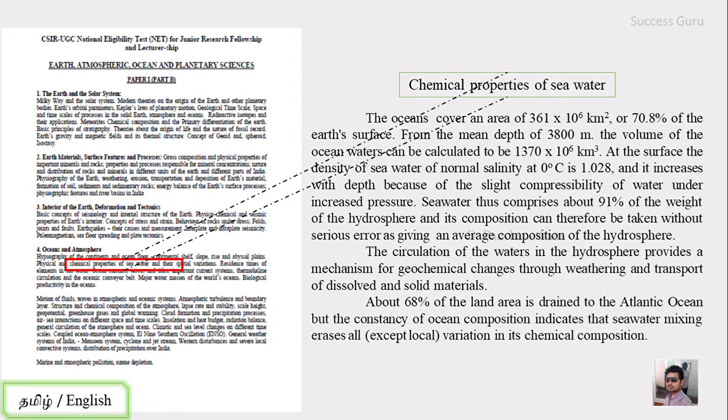Seawater comprises about 91% of the water in the hydrosphere, and its composition can therefore be taken, without any serious error, as giving the average composition of the hydrosphere itself. Not only that, the circulation of water in the hydrosphere provides a mechanism for geochemical changes through weathering and transportation of dissolved and solid materials. About 68% of the land area is drained to the Atlantic Ocean, but the constancy of the ocean composition indicates the good mixing of seawater, and this mixing erases all variation in its chemical composition.